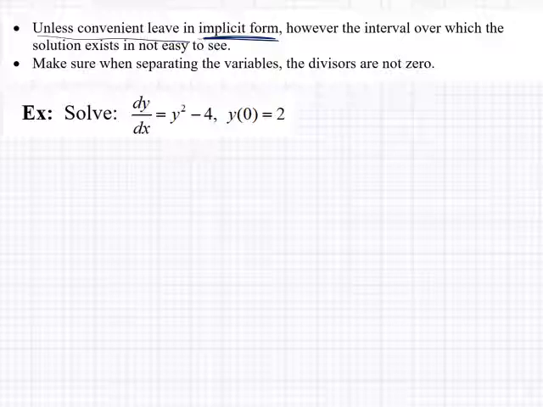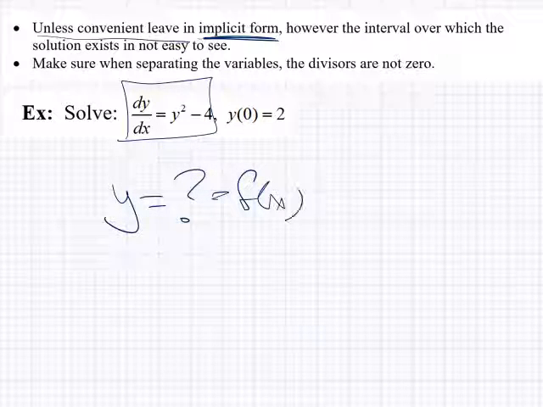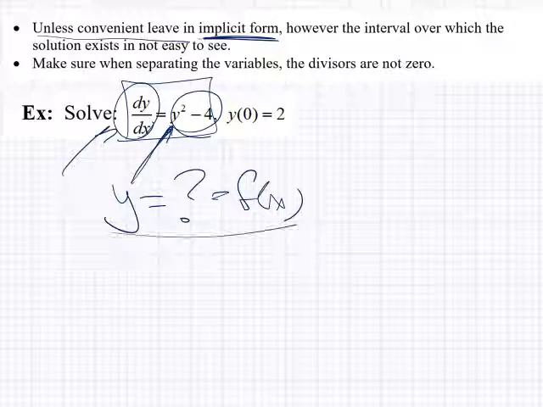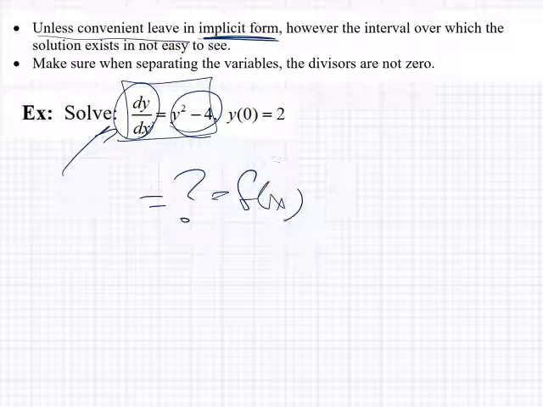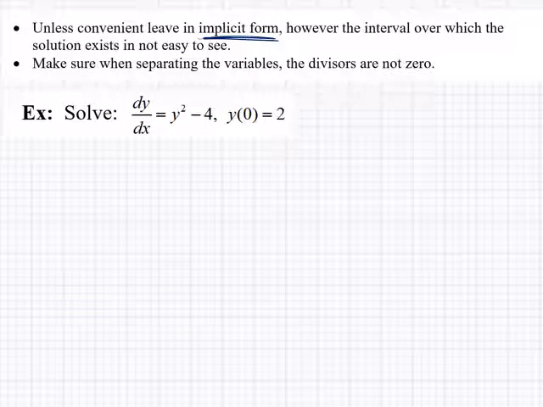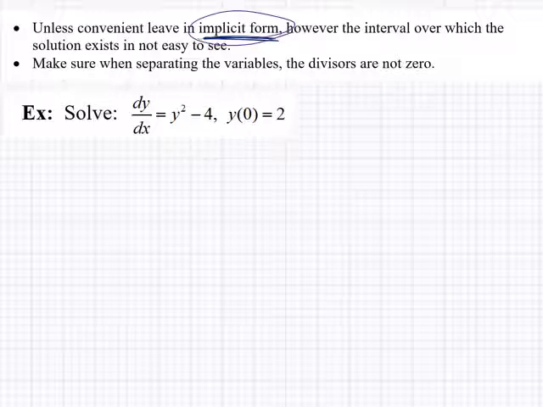But remember, the solution is the function that satisfies the given differential equation. So what function y, which is a function of x, could I plug in here that would satisfy this differential equation? So I plug it in here. I also plug the derivative of it here and it makes this side equal this side. So having it in explicit form makes that easier to do, but that's one of the only reasons why explicit form would be nice, but not necessary. Implicit form is totally fine.